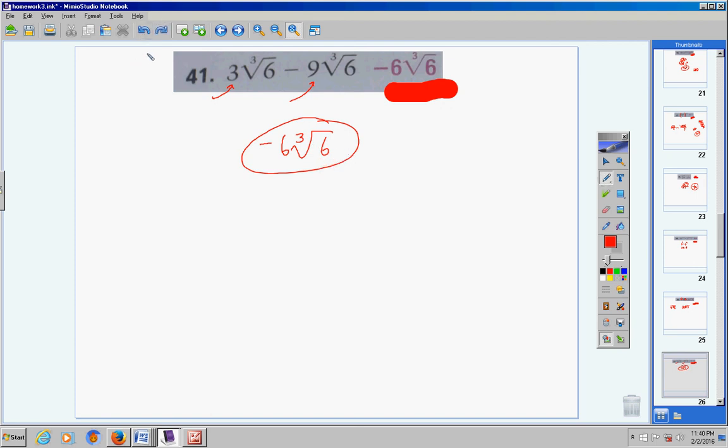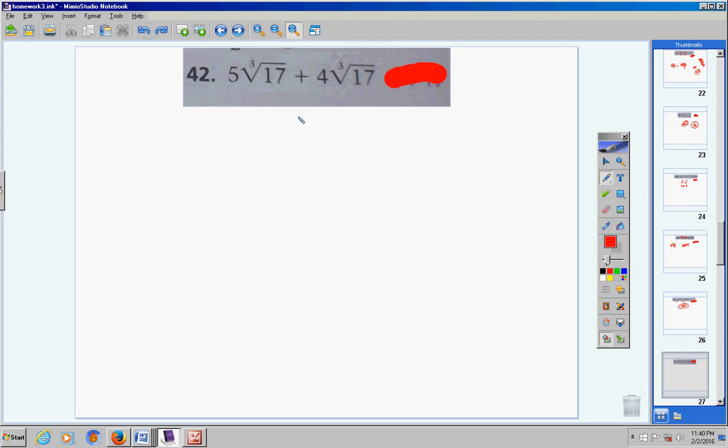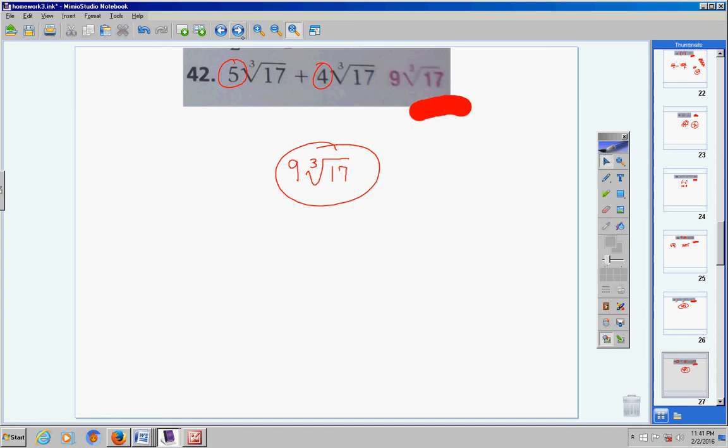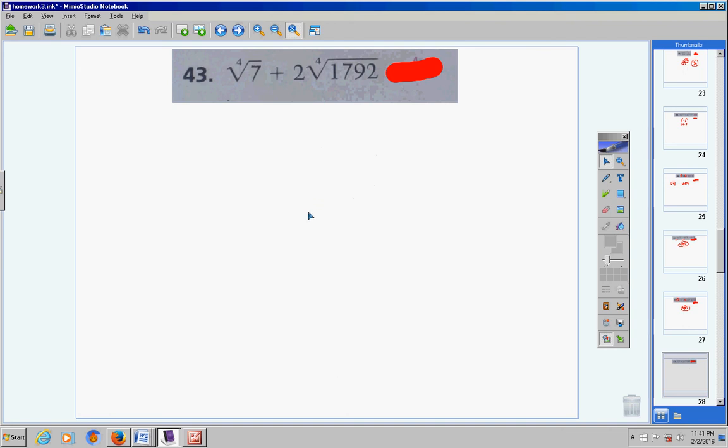Alright, number 42. Same thing. We're adding two radicals. Do I have a common index? Yes. Do I have a common radicand? Yes. So you write your common index, you write your common radicand, and you combine your outside numbers. 9 cube root of 17, or 9 third root of 17. Alright, number 43. Now we're getting into where we have common indexes, but look at our radicands. They're totally different.